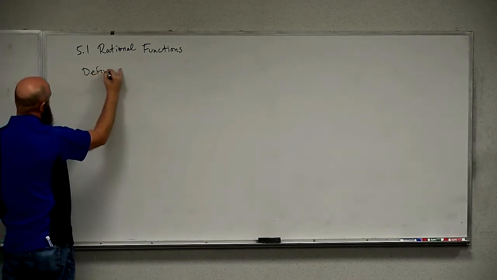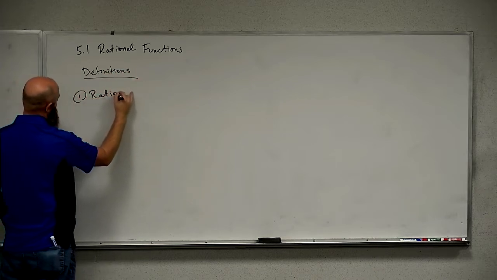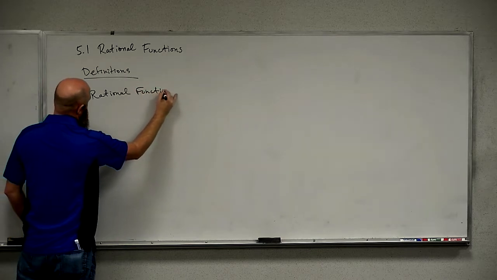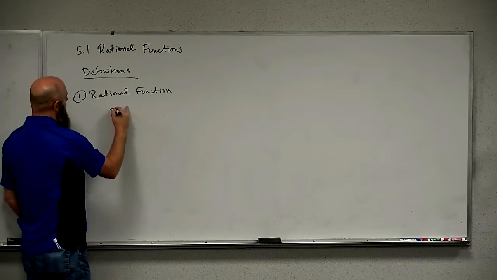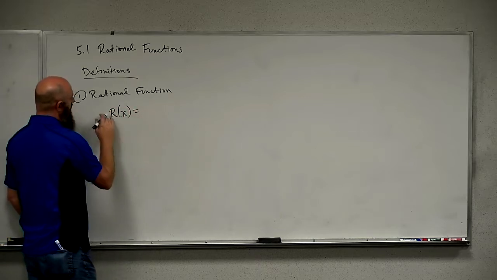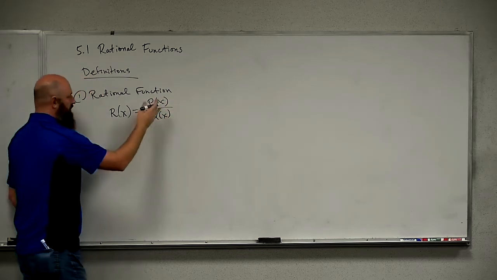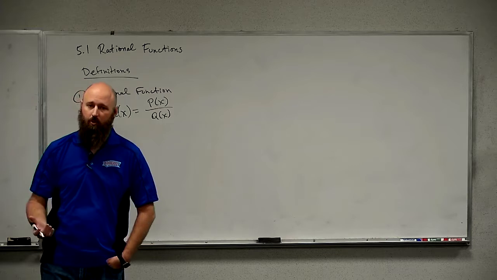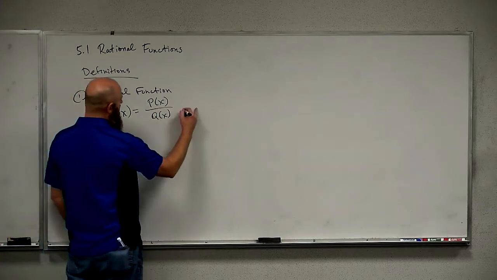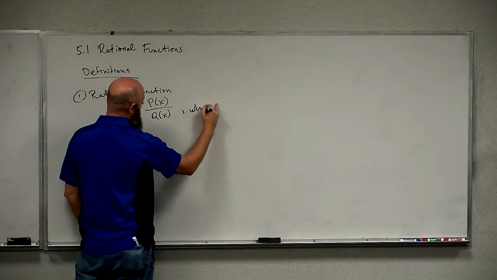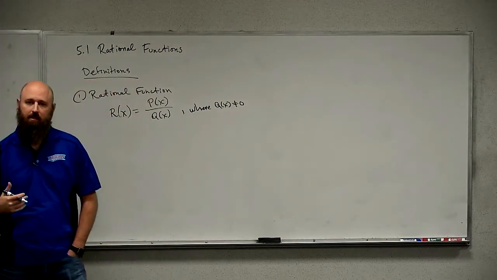So in our definitions, number one, rational function. It is a function, we have that as part of our name, right? That can be written as r of x equals, r for rational, p of x divided by q of x. Now p is a polynomial, q is also a polynomial, but quotient is kind of what we look at there on those pieces. And we do have to note here that q of x cannot be 0 because we're dealing with fractions, right?